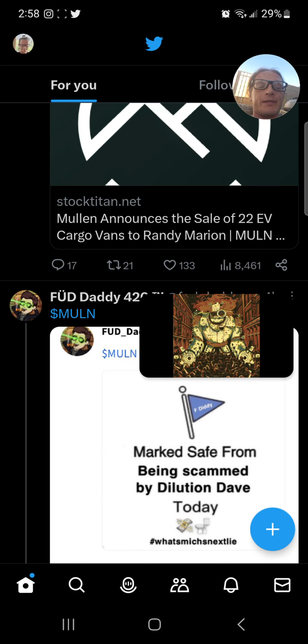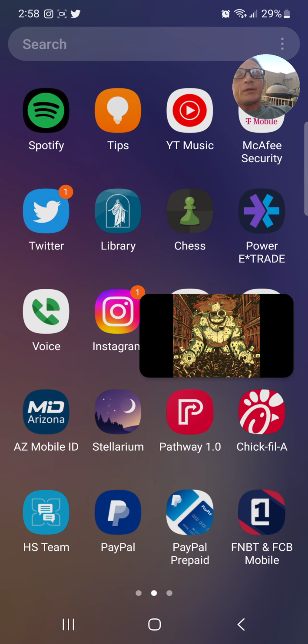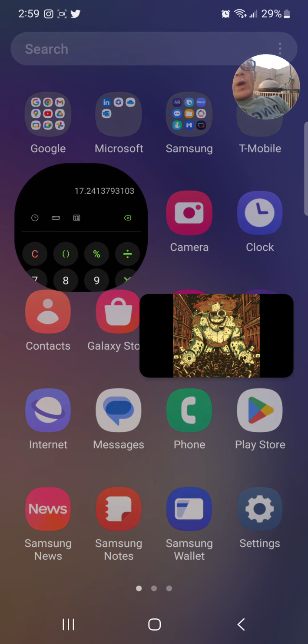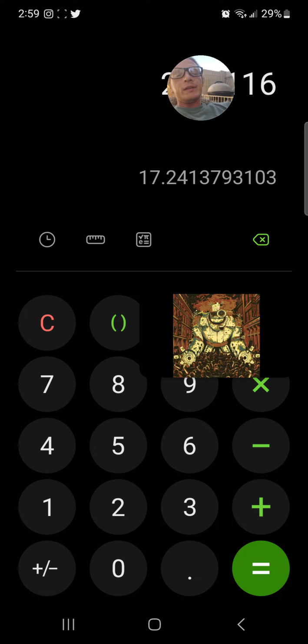I realized that there was some math that I forgot to go over, and I want to calm some fears about Muln and a potential reverse split. So let's understand this, people. Muln is probably dropping the next 2 to 3 trading days, and then I think we'll start to find a resistance and then find a squeeze.